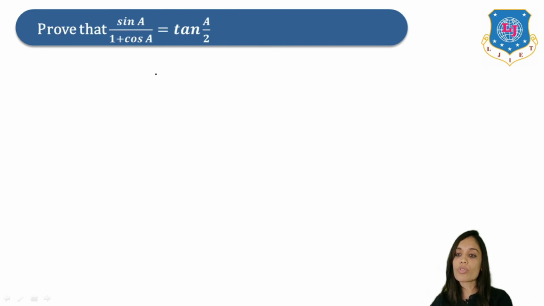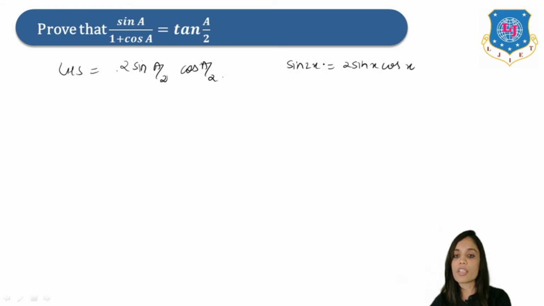Okay. Let us go to the next example. We have to prove that sin a upon (1 + cos a) is tan a by 2. Let us start with the LHS. Now sin a can be written as 2 sin a by 2 into cos a by 2 using the formula sin 2x, that is 2 sin x cos x. You can see theta gets half. So here it is a.